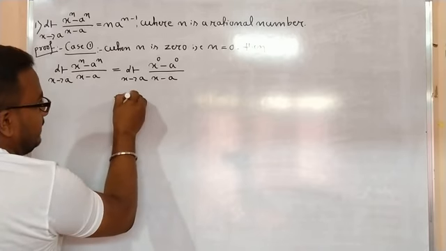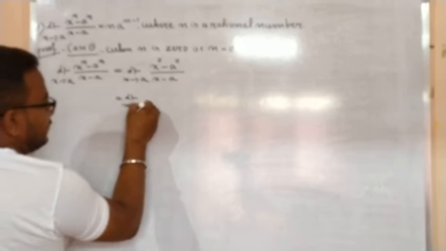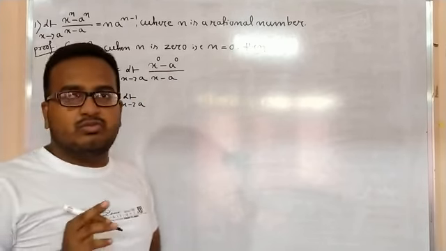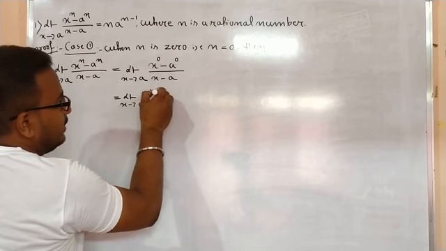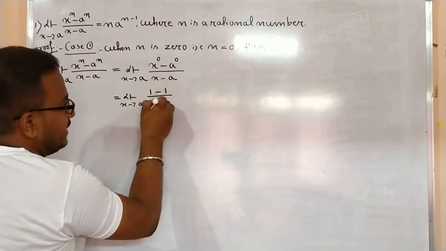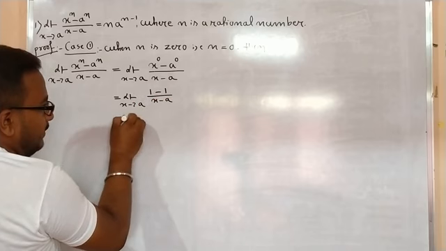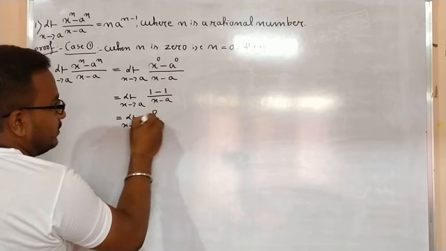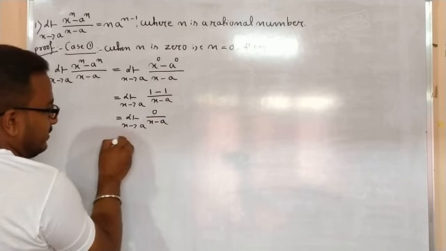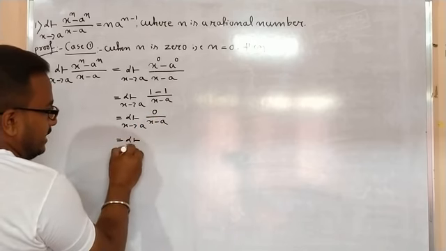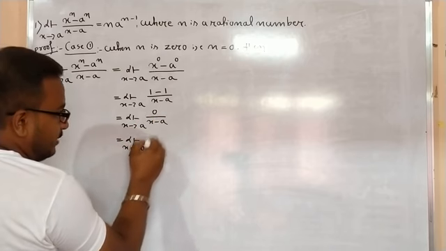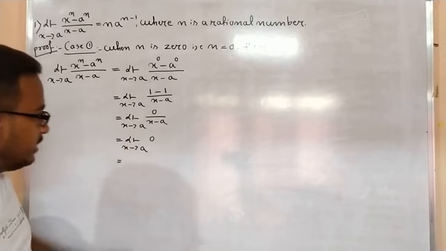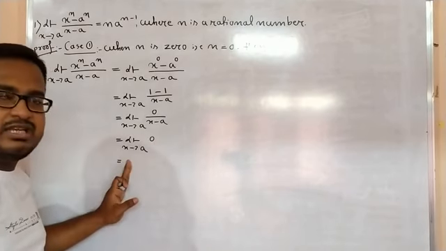Now this equals to limit x tends to a, anything x to the power 0. We know anything to the power 0 is 1. So x to the power 0 is 1, a to the power 0 is 1, and this is x minus a, right? Now limit x tends to a, 1 minus 1 is 0, and it is x minus a, right? And limit x tends to a, so 0 by any quantity is what? 0, right? And 0 is a constant, so we know limit of any constant is the constant itself, right?